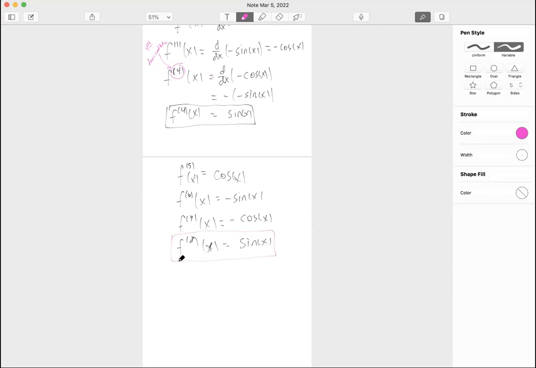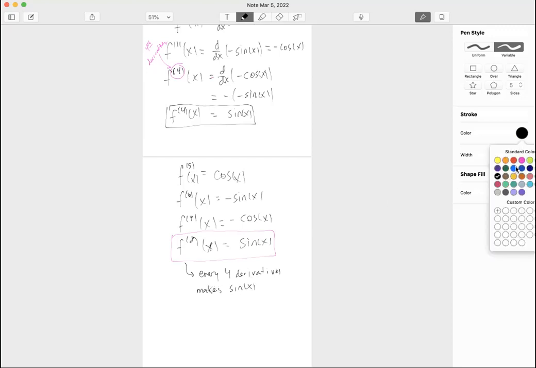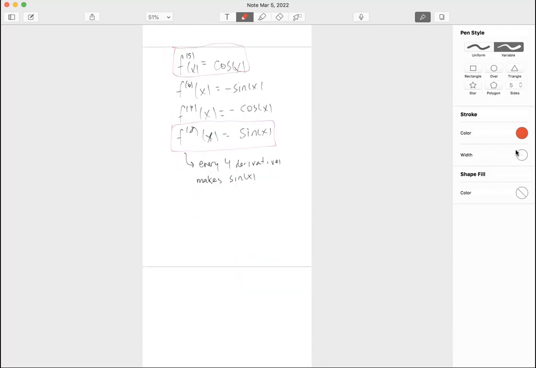When you take every 4 derivatives, you get sine. And then, of course, every time you do 4 derivatives and then 1 more, you get cosine. Every 4 derivatives and then 2 more, you get negative sine, and every 4 derivatives and 3 more, you get negative cosine. So we can use this to find the derivative of really anything for sine.